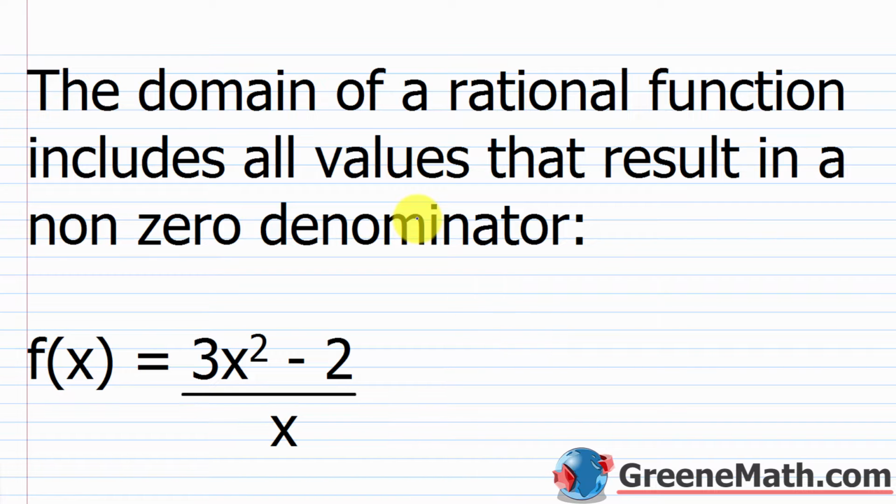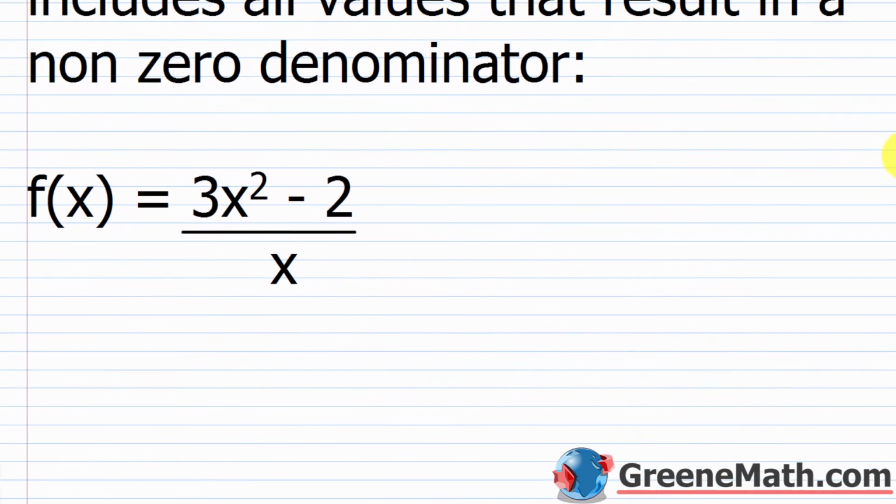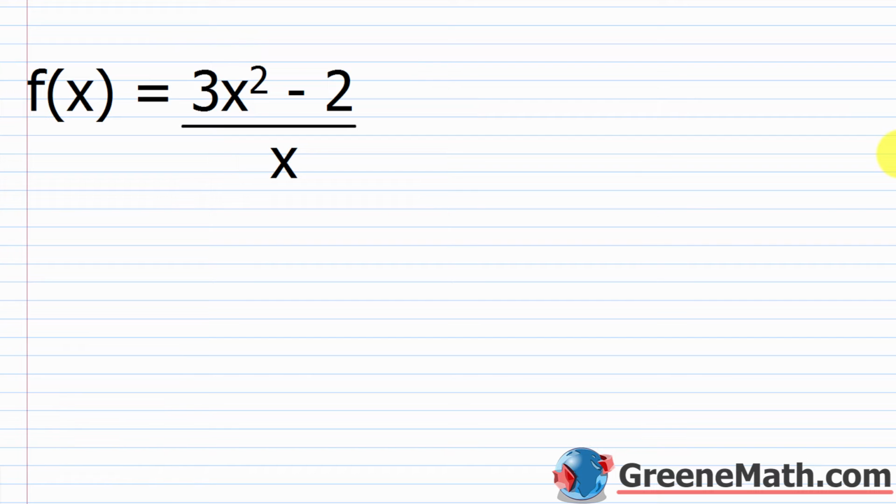Now, for the first problem we're going to look at, and we're just going to find the domain, it's very, very simple. If I look at f of x is equal to 3x squared minus 2 over x, and I say, well, what's the domain? All you need to think about if you get this problem is look at the denominator and say, what can I not plug in for that variable? Because again, I don't want the result to be 0.